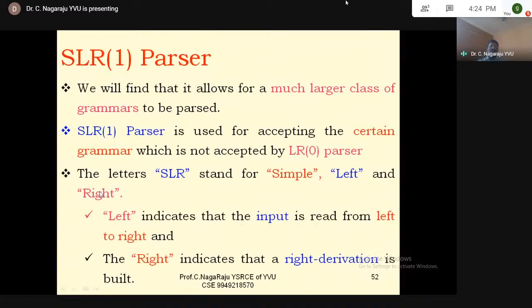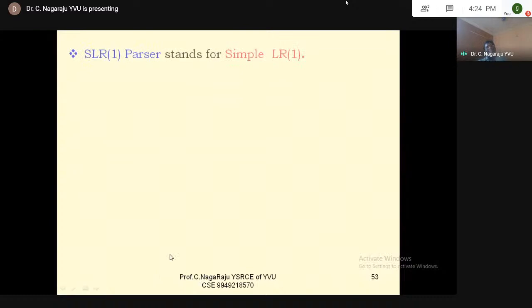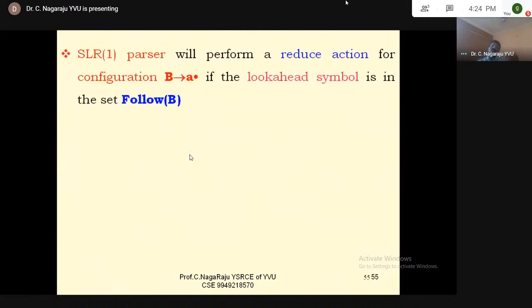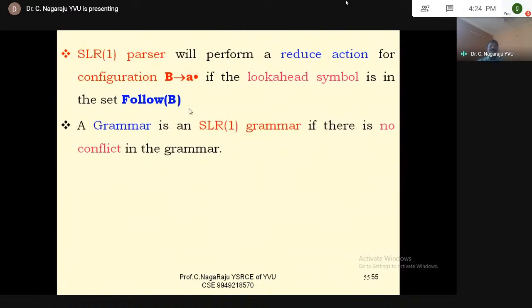The construction, you see, the letters SLR mean simple left and right. The left indicates the input is read from left to right. The right indicates the right derivation is built. So SLR parsers are simple LR parsers. I don't want to go in depth about this. Here also there are items, but how to get the lookahead is with the follow of this.